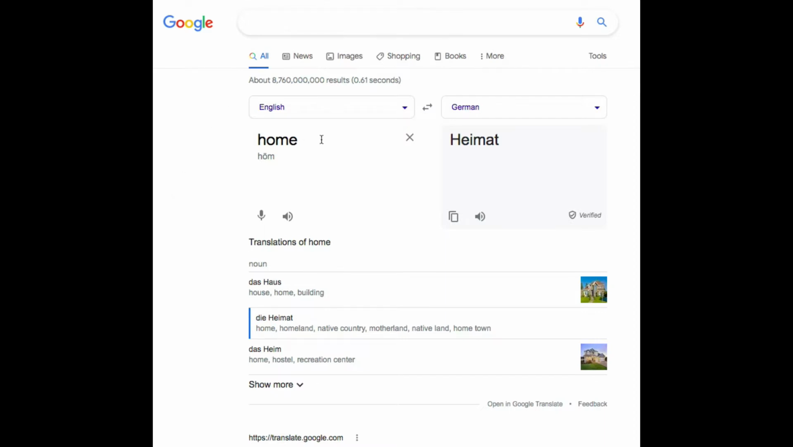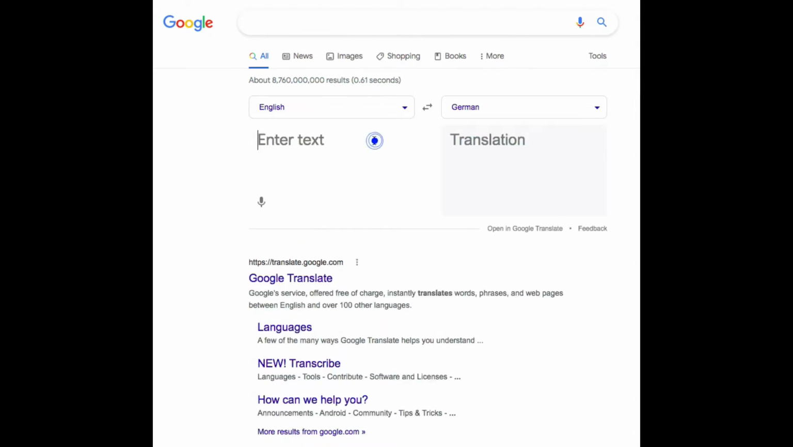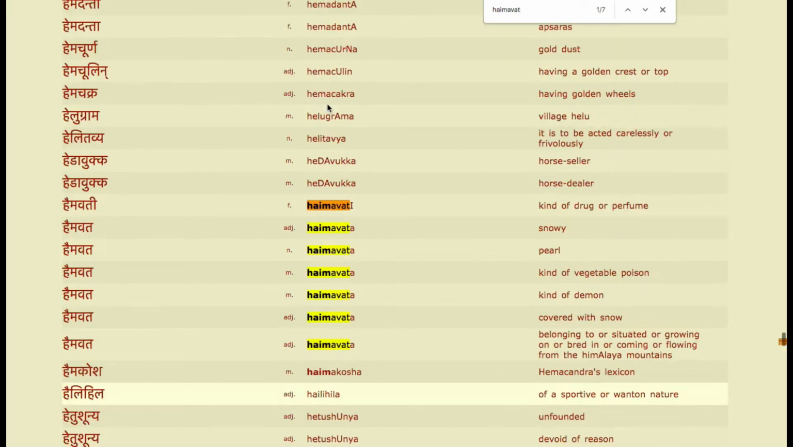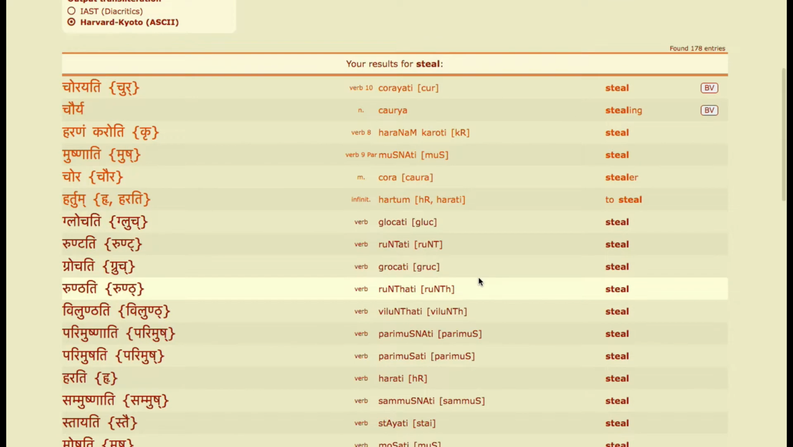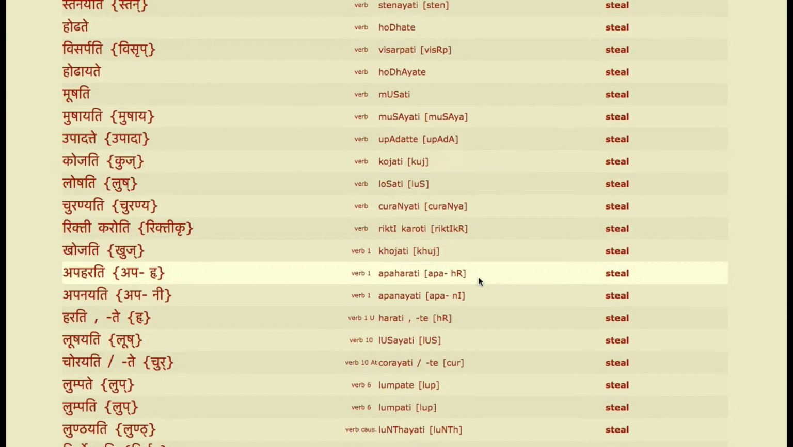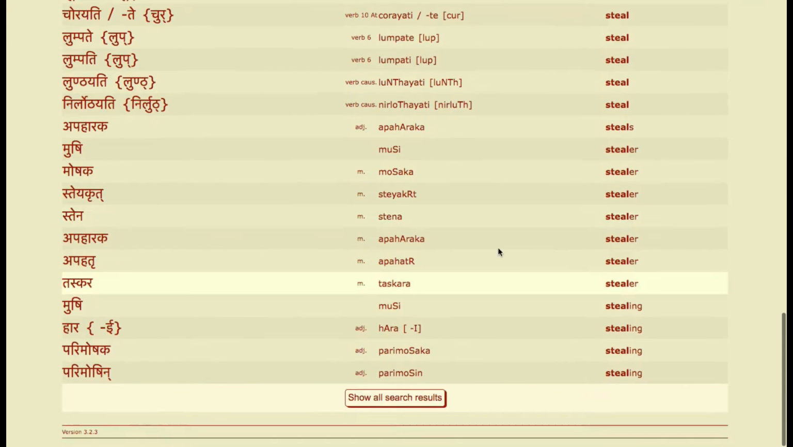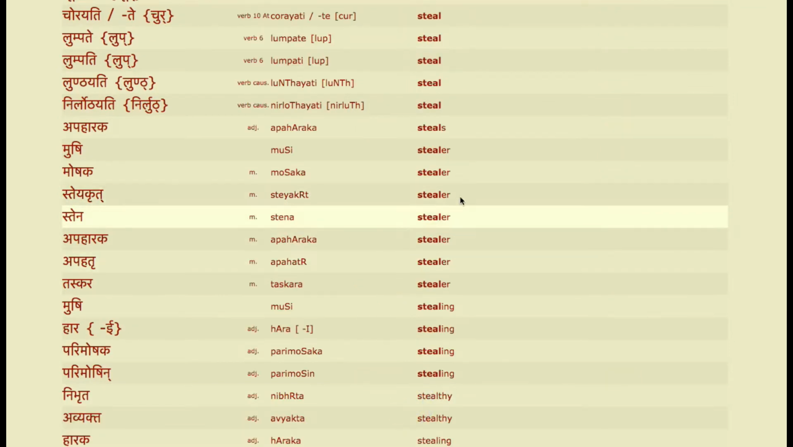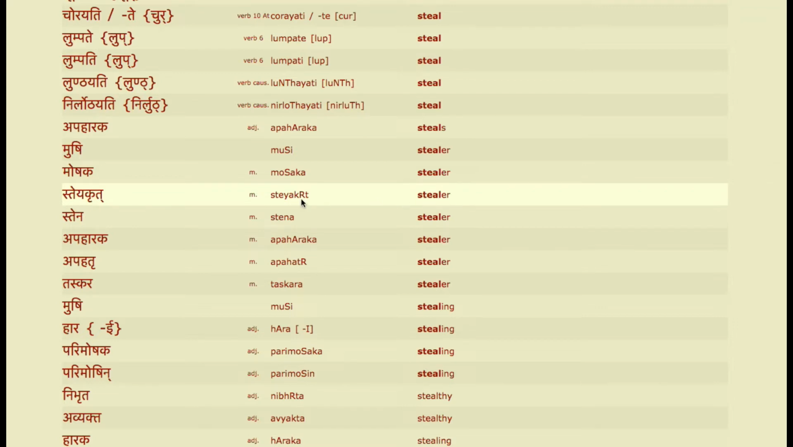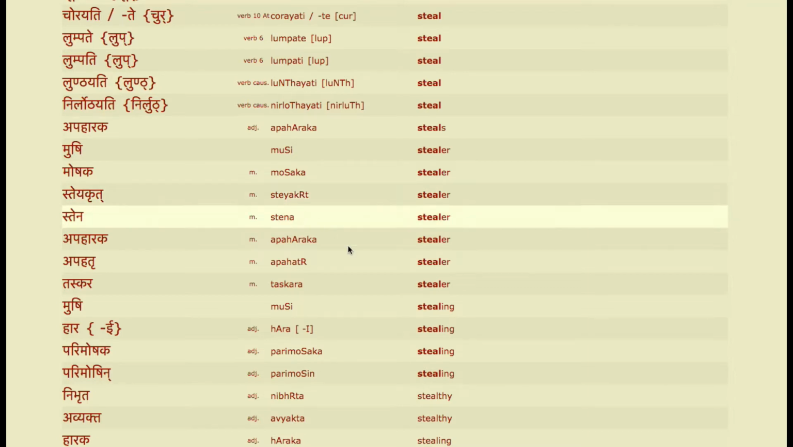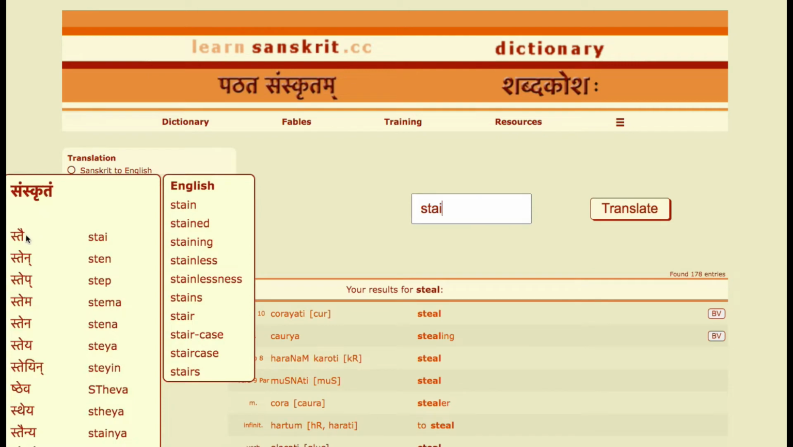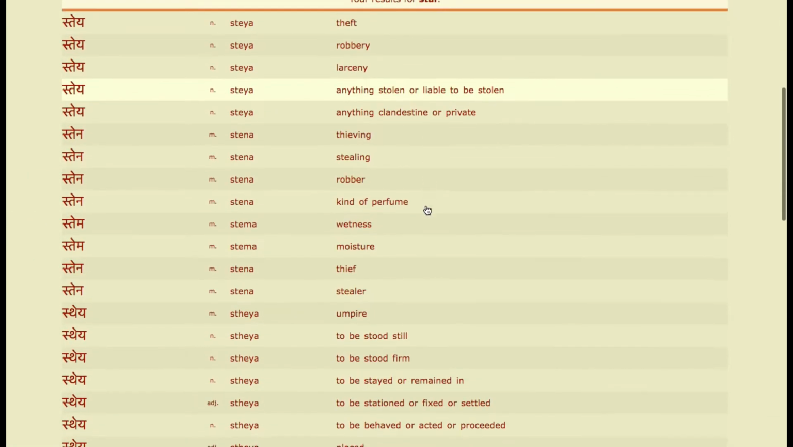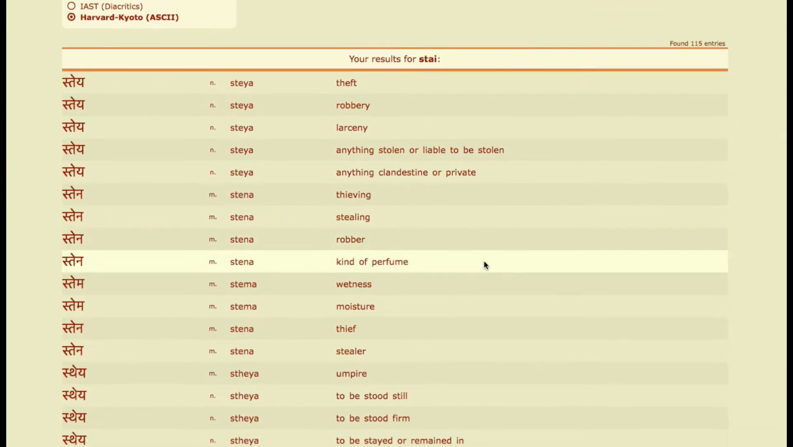Here's another word, for example, this one I was reading up on yesterday: to steal. And what is to steal in Sanskrit? And here we go. With English it's just too easy, because English is a subsection of Sanskrit that's been cut out, and the letters have been mixed around, so it's very direct. You see that? Steal, steya, kurt. The stealer is steya, kurt. So you have this root right here, steya. And there's another one here that's more direct, stai. Steya: theft, robbery, larceny, anything stolen, liable to be stolen, thieving.